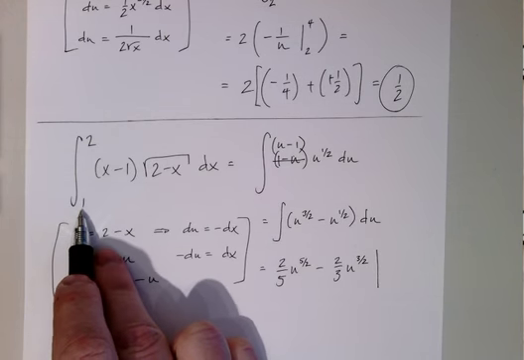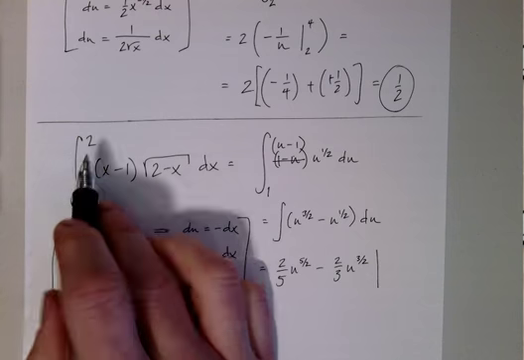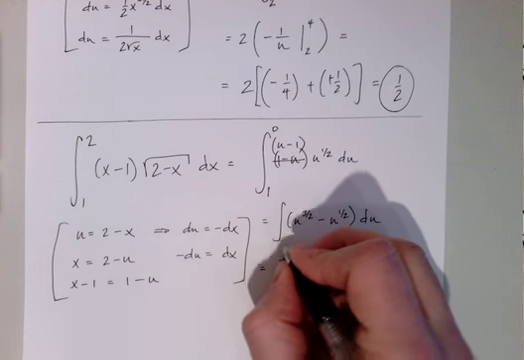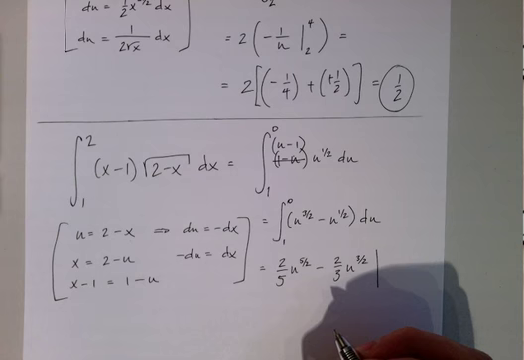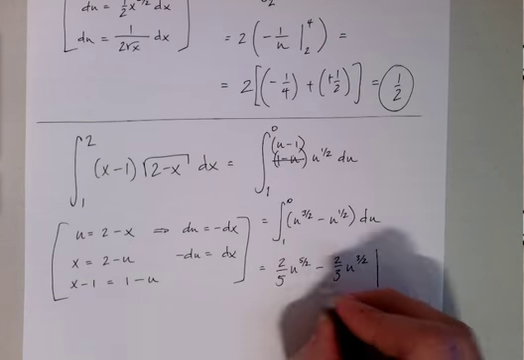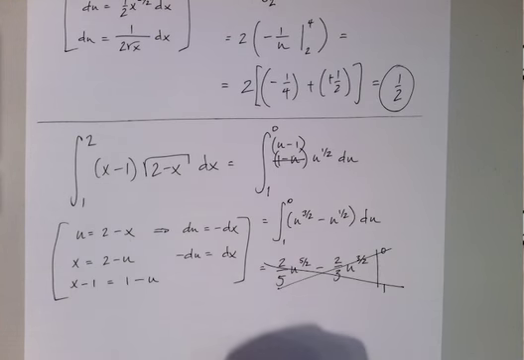I know that when I plug in 1 for x, I'm going to get 2 minus 1, or 1. When I plug in 2 for x, I'm going to get 2 minus 2, or 0. So that's 1 to 0, okay? Which means I can actually evaluate it like this. It winds up, basically flipping the difference, winds up being the same thing. Let's go ahead and just do it the way we're used to doing it.